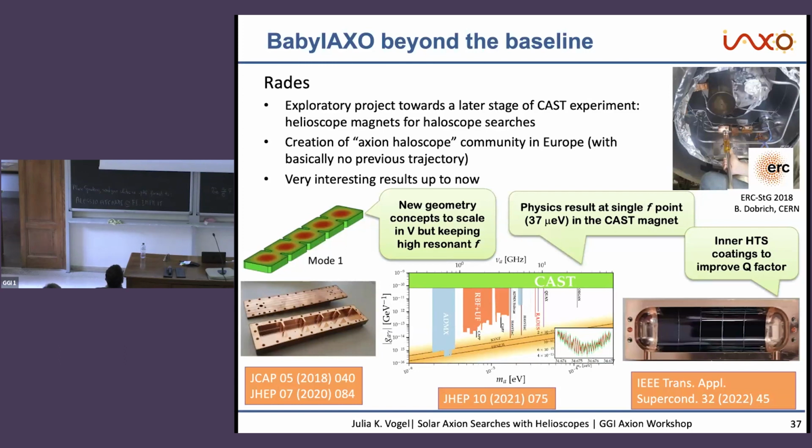The RADES team used new geometry concepts with these five cavities to scale the volume up. Here they are shown how they look in reality. Then there was data taken at the CAST experiment for a single frequency point that corresponds to 37 microeV. So you can see the result in here. That's a close-up. Green are the uncertainties. Red is the measurement or the sensitivity limit obtained.